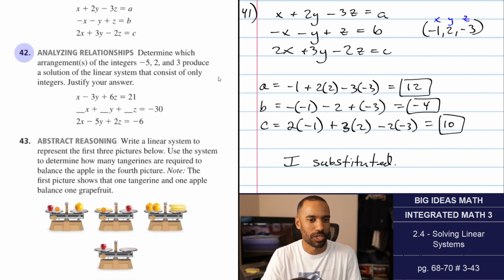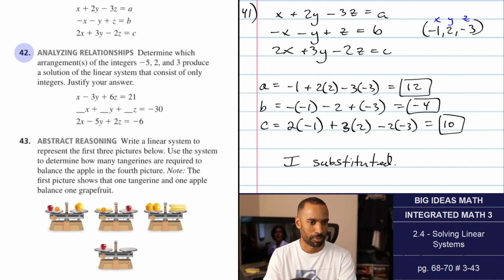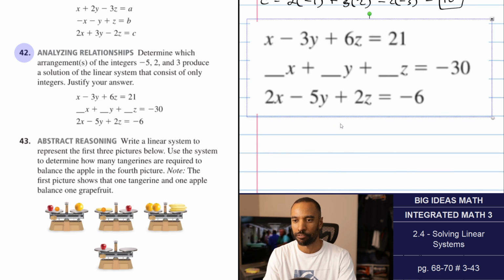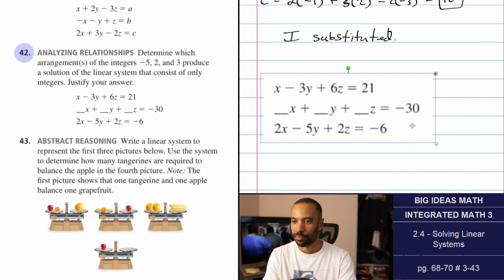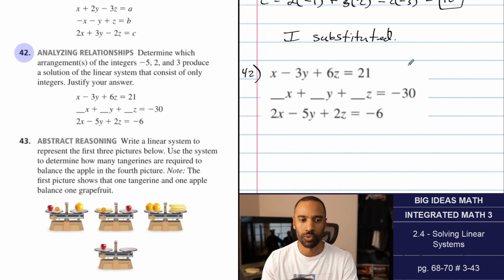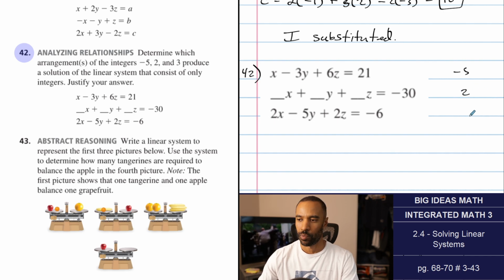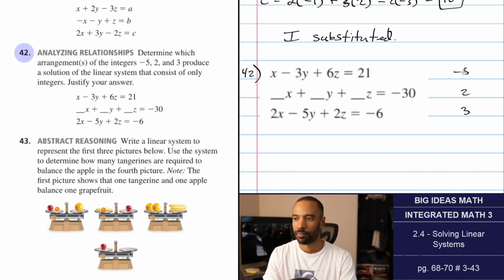Number 42, analyzing relationships. Determine which arrangements of the integers -5, 2, and 3 produce a solution of the linear system that consists of only integers. Justify your answer. All right, let me just copy and paste that one because it has the blanks there. I feel like it's meant for me to do that. Probably should have done this for other problems, but it's been fine. All right, so 42, we need -5, and we need 2, and we need 3, and we need to figure out which ones get slotted where.